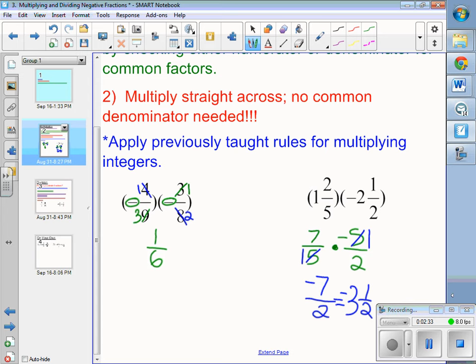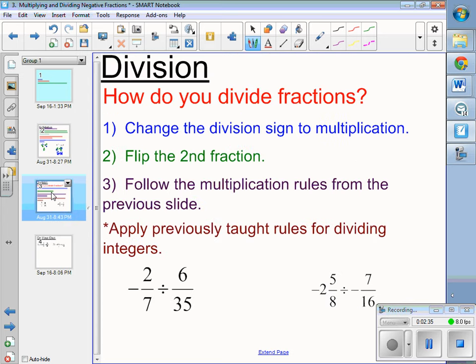Okay, moving on. All right, how do we divide fractions? We change the division sign to multiplication and we flip the second fraction. We find the reciprocal. We follow the multiplication rules from our previous slide. We apply our previously taught rules for dividing integers.